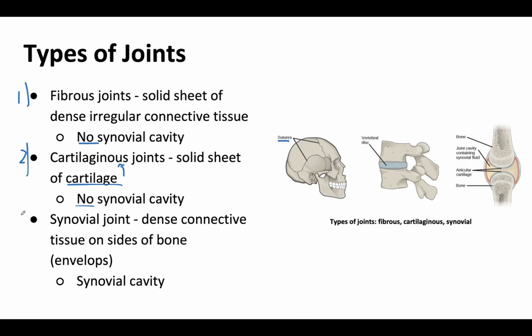And lastly, and the most numerous type of joints are going to be synovial joints, and we will spend a lot of our time discussing synovial joints. The bones are connected on the sides by dense connective tissue in a more sleeve-like manner. There's not a solid sheet of connective tissue between the bones because there is going to be a space between the bones, and that is that synovial cavity. So this is why synovial joints are going to be freely movable.